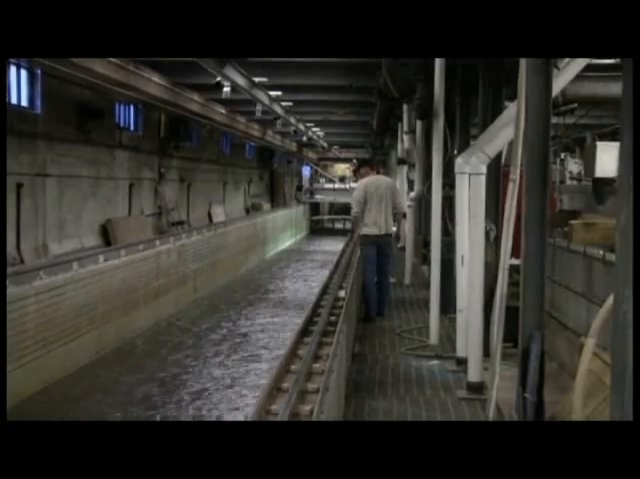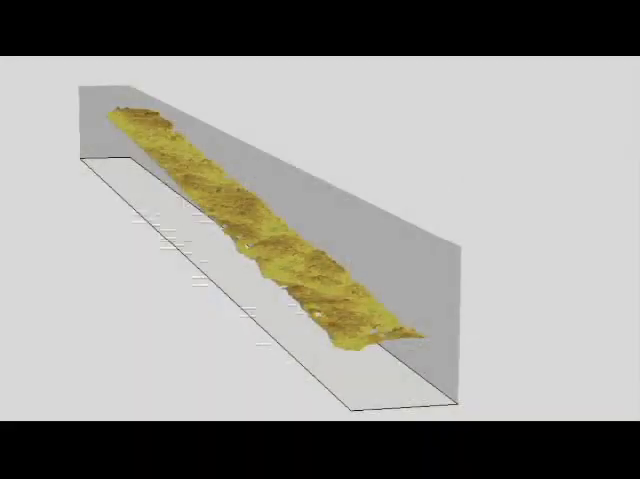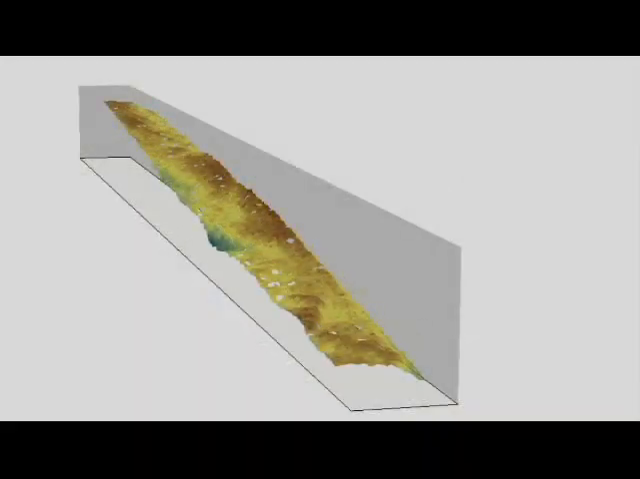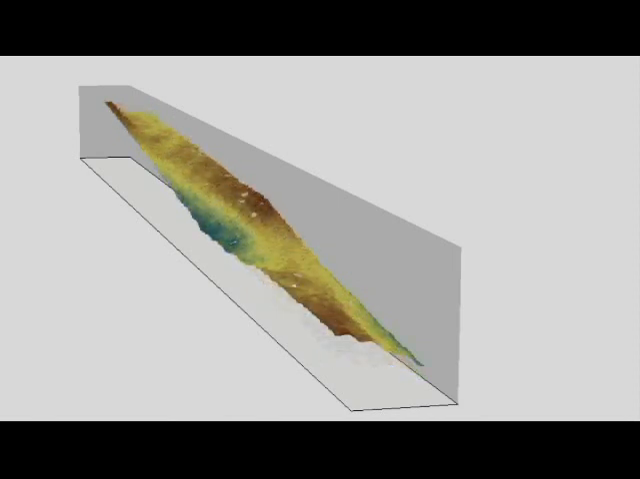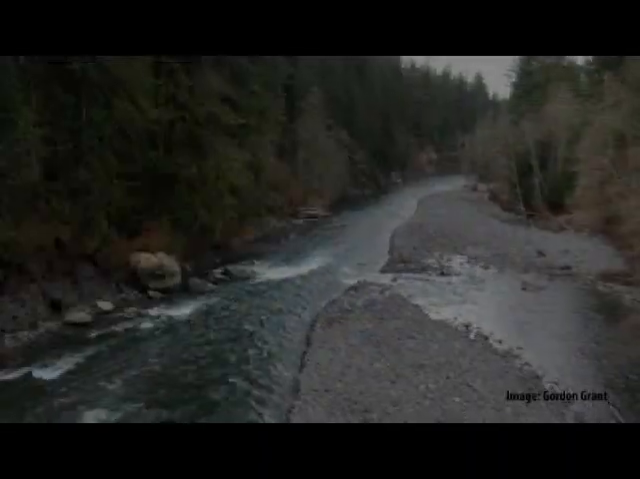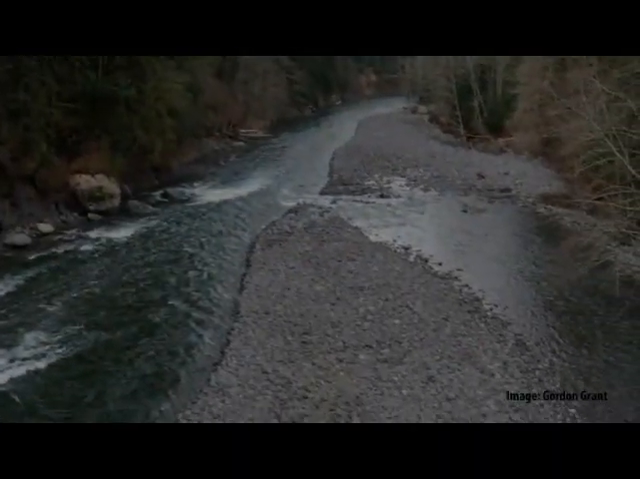And then we ran the flume, so we know from our predictions and calculations that if you run a certain amount of water at a certain depth for a certain amount of time, we should see the bed sort of organize itself into these big gravel bars, just like you see on a big gravel river. And then the experiment is what happens to those when you add extra sediment into it.